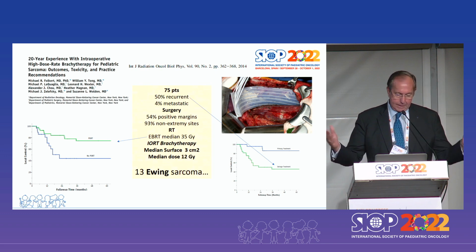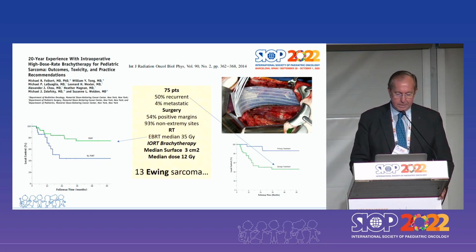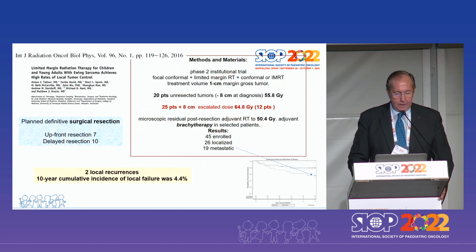In their large cohort of patients, a few of them were Ewing sarcomas. And when I reviewed the data in depth for this meeting, I was not able to discriminate the outcome of specifically Ewing sarcomas after intraoperative brachytherapy. They have updated that data recently, in more detail, reviewing exclusively Ewing sarcoma patients. And here you have the data.